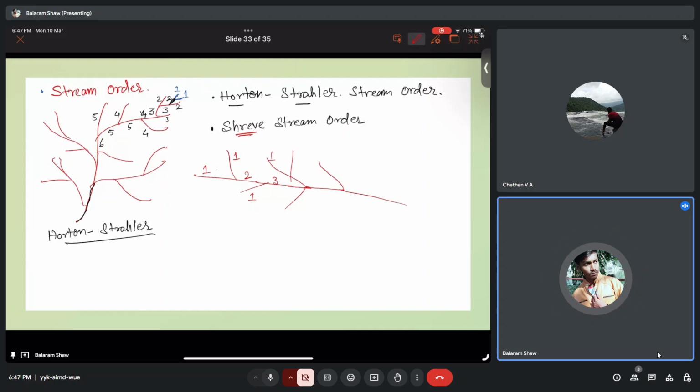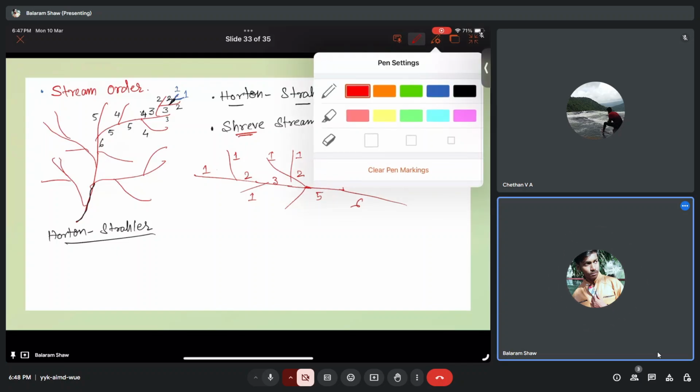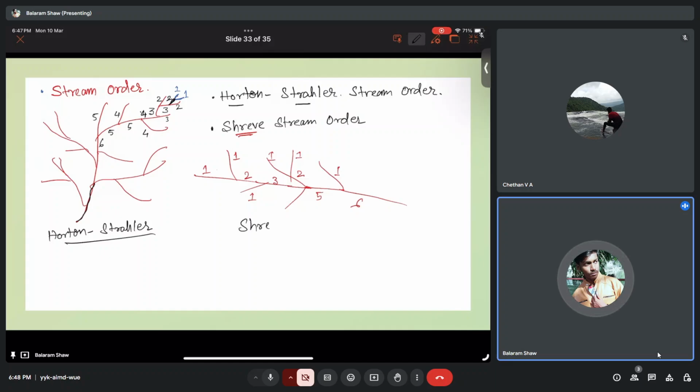So if this is 1, this is 1, this will become 2. Now see, 3 is joining and 2 is joining, then here it will become 5. And if this is 1, this will become 6, something like that. So this is the Shreve stream order. Any questions on stream order concept?